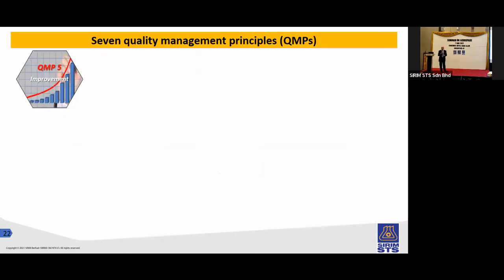Nah, nombor 5, improvement. Improvement dalam ISO kalau nombor berapa? Improvement. Continual improvement. The last clause in AS9100 10.3, continual improvement. Sebab apa last sekali? Sebab improvement ni there is no end in the improvement. We keep on continue and continue sampai bila-bila.